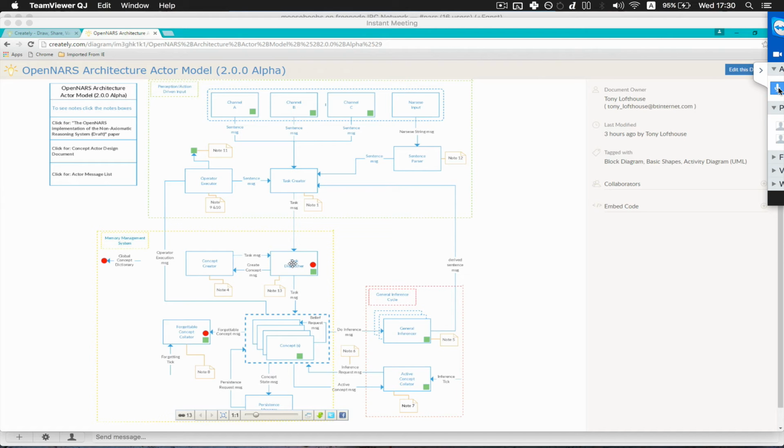Now, let's assume it's the first task in the system. There is no matching concept, so it sends a create concept message.